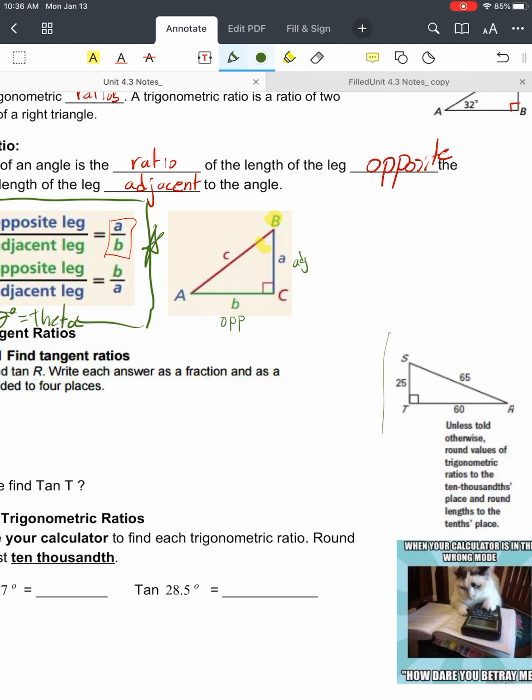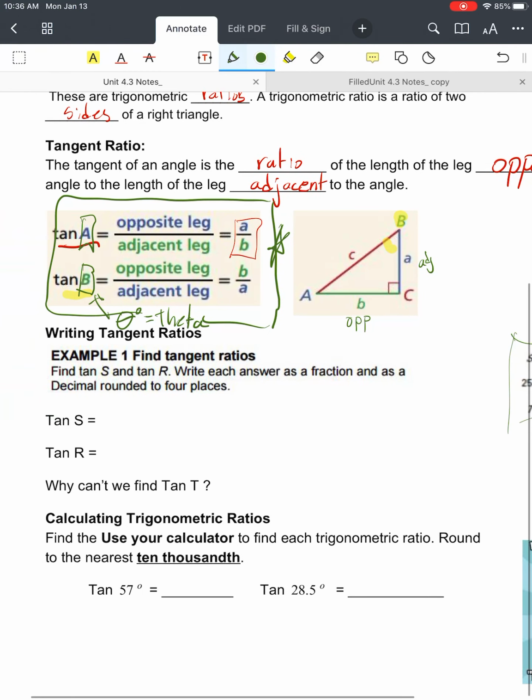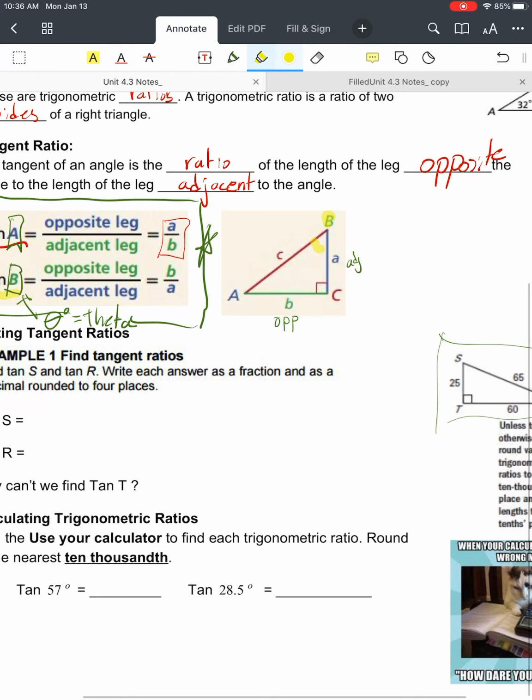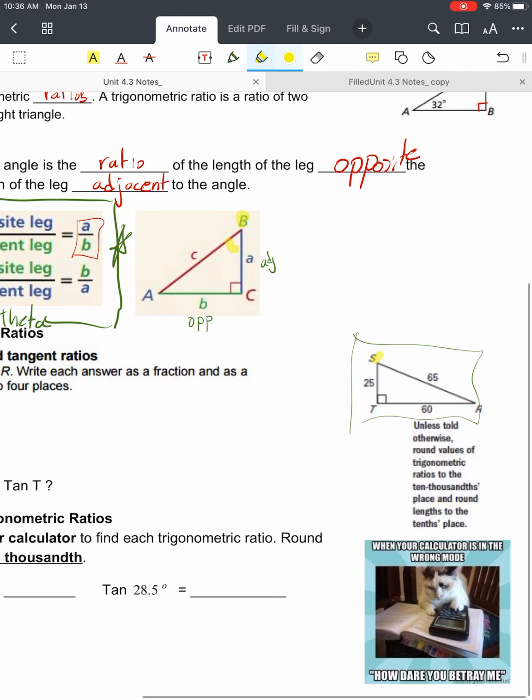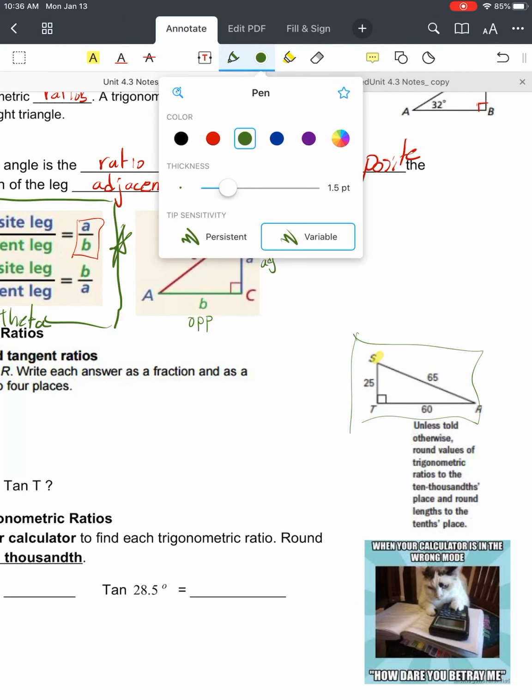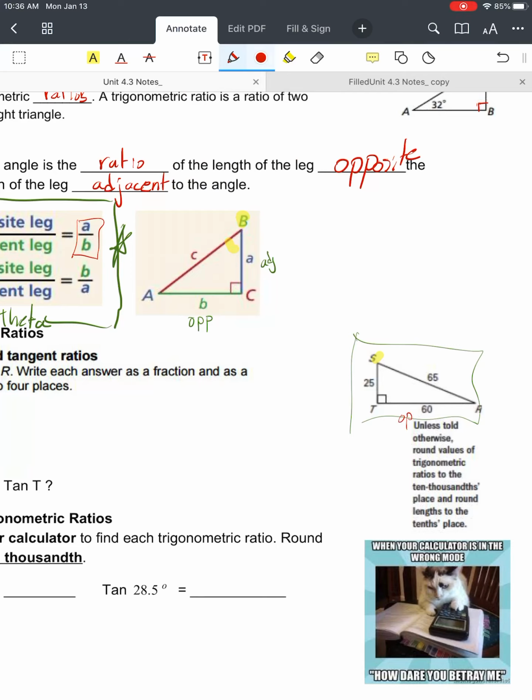So we have a triangle over here to the right. They want us to find the tangent of S. So S is right here. So I want to figure out which one's my opposite, which one's my adjacent. So we have our opposite and our adjacent. Again, these are the legs. The hypotenuse we're not going to use.